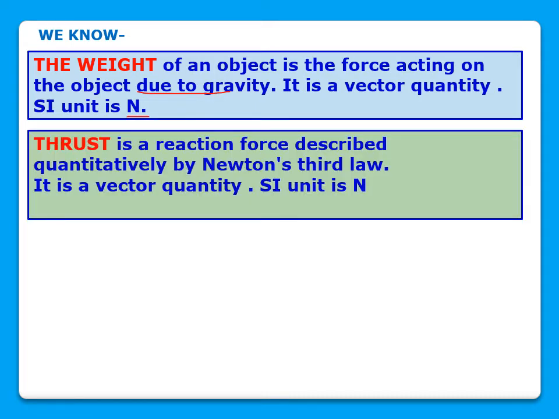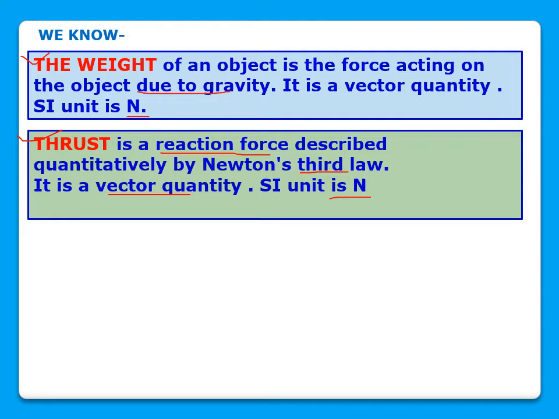Thrust is a reaction force that is described or defined by Newton's third law. Thrust is also a vector quantity and unit of thrust is also Newton. Why? Because thrust and weight both are force. So that is why they are having the same unit, that is Newton. Let me tell you one more time what is the difference between weight and thrust. See, both are force. That is the similarity. But the weight is the force acting on the object due to gravity, while the thrust is a reaction force.